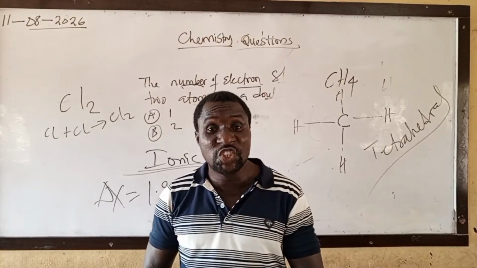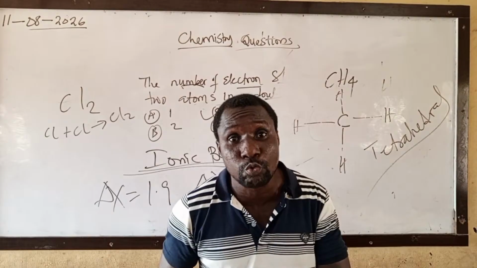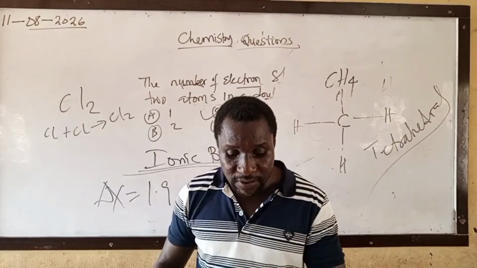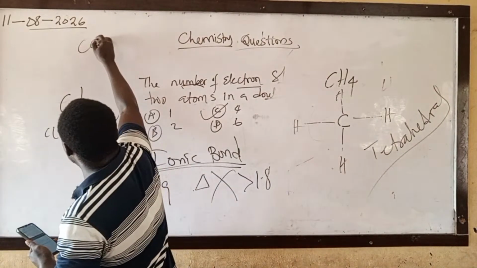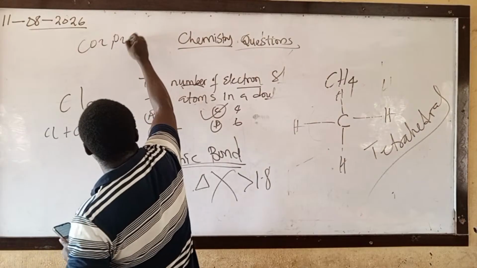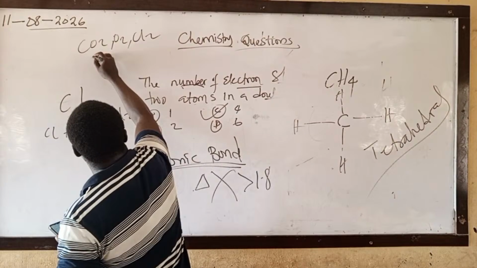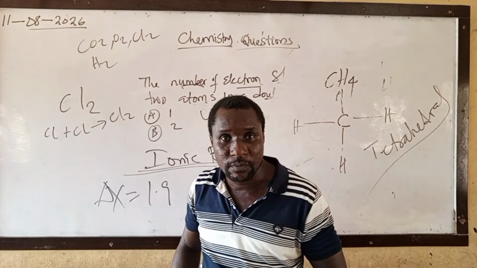Tetrahedral. Bent shape: whenever you hear the word bent shape, that is water, the shape of water. Then you have linear. All these are linear. CO2 is linear in shape. Oxygen, linear in shape. Chlorine, linear in shape. Hydrogen gas, linear in shape.